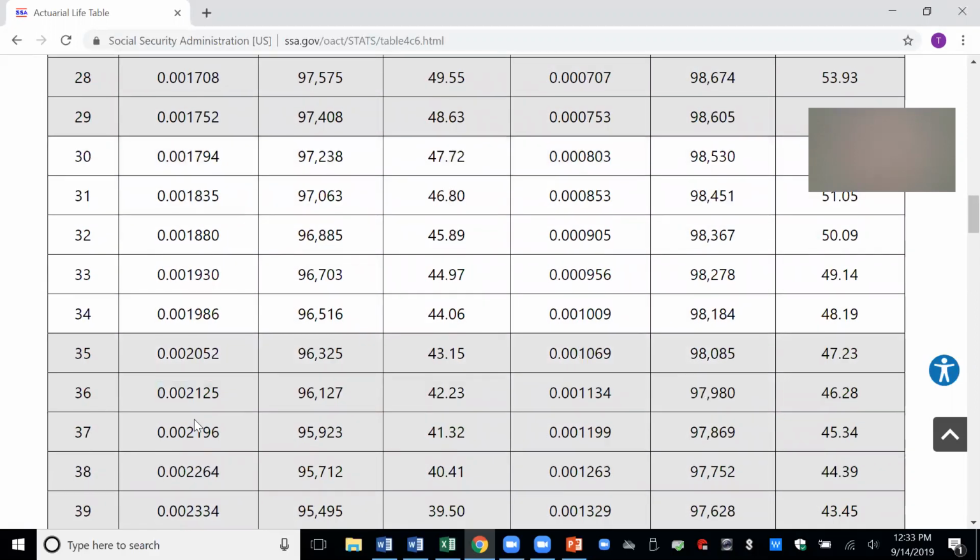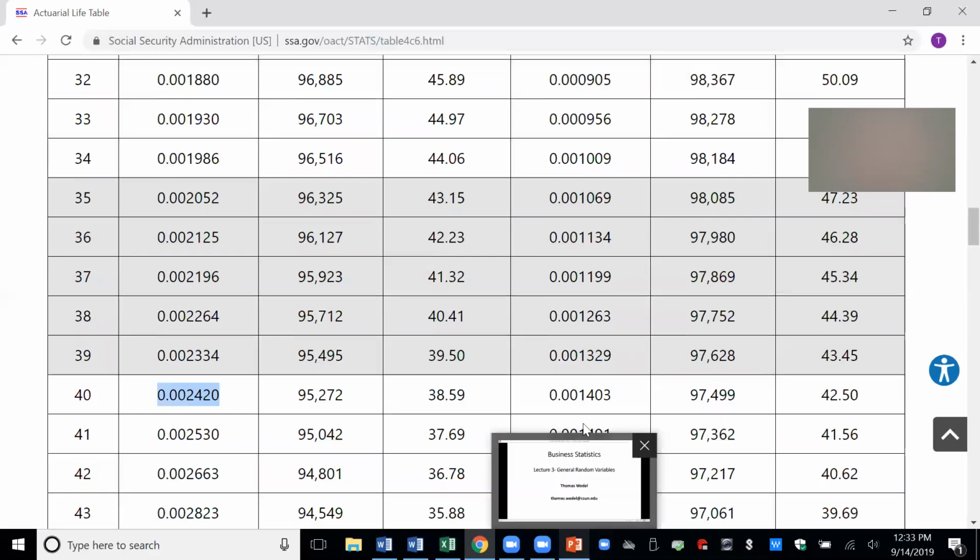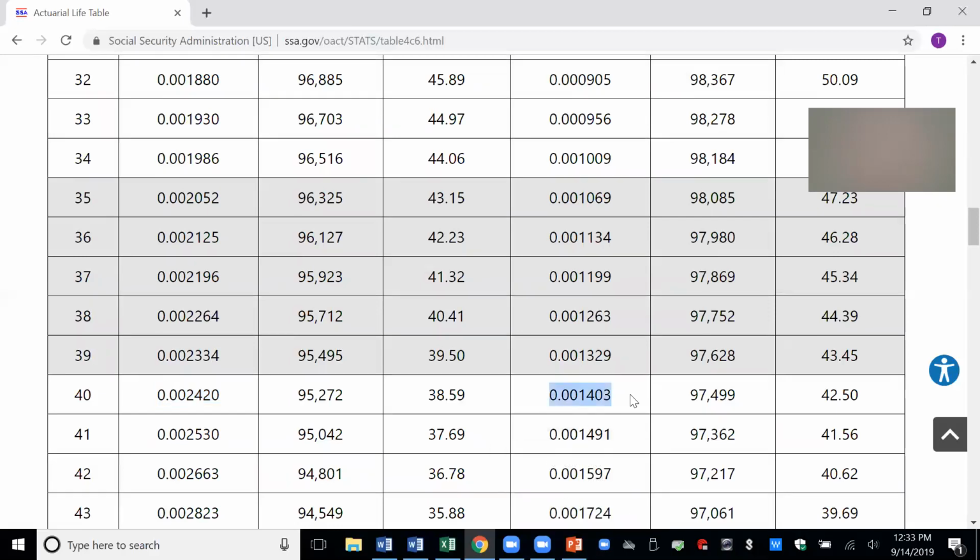Well, what happens when we get to be, say, 40? Okay, probability of a male dying at age 40, 0.0024. Female, what the? This is grossly unfair. Oh yeah, women have that childbirth thing. It's fair.